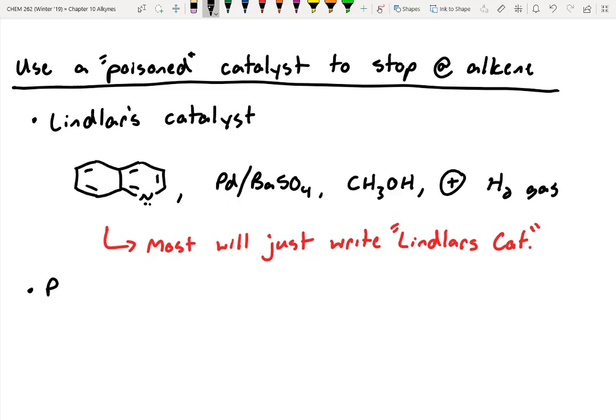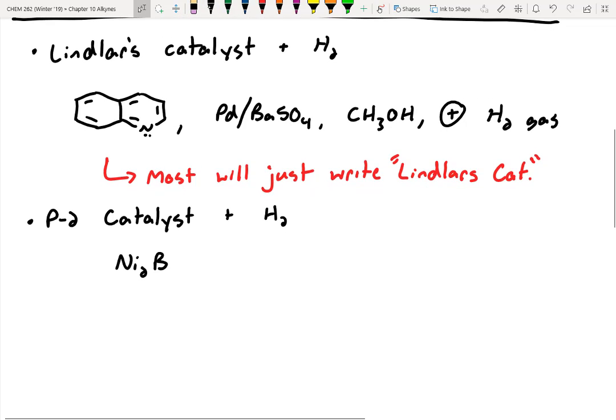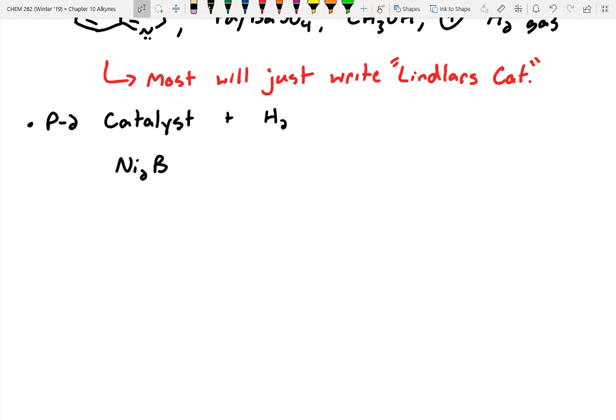The second one's referred to as the P2 catalyst. And P2 catalyst also requires additional hydrogen as well. And that's a nickel boron complex. So it's Ni2B, and that one works as well. However, more commonly, you'll see Lindlar's Catalyst used. It's just historically the go-to for most organic chemists. Does that make sense? All right, so I'll show you an example of this.